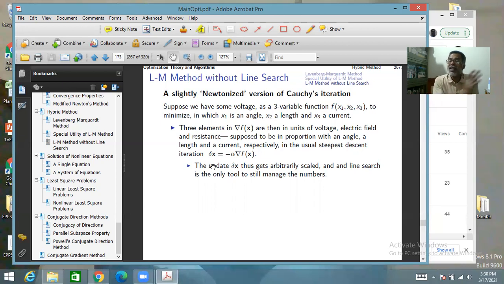And all these three disparate pairs of quantities have their proportionality through the same constant alpha, operating on all three scalar equations. And this gives an arbitrary scaling of delta x based on grad f. And that is why the line search becomes very important for still managing the numerical values.